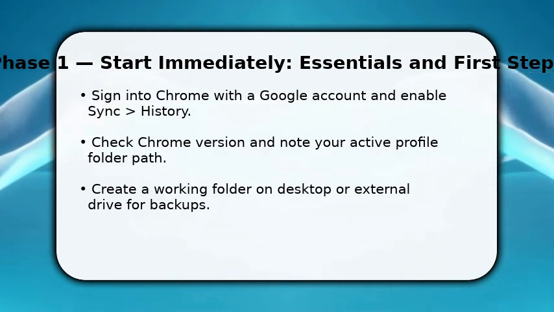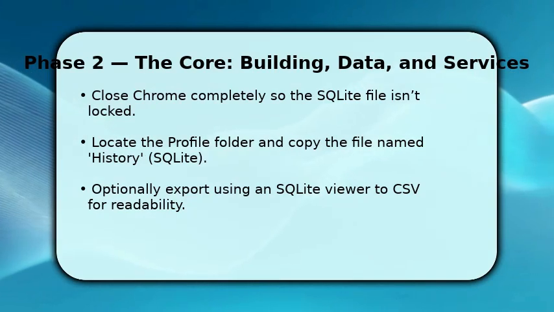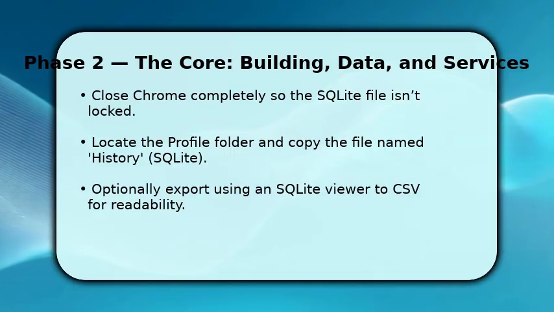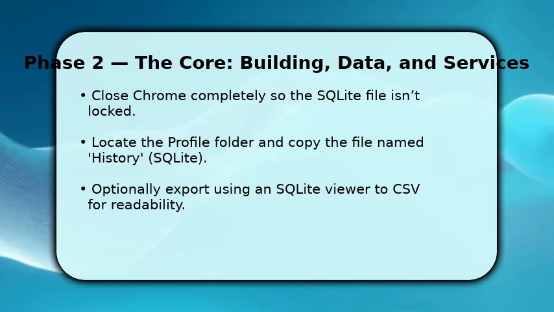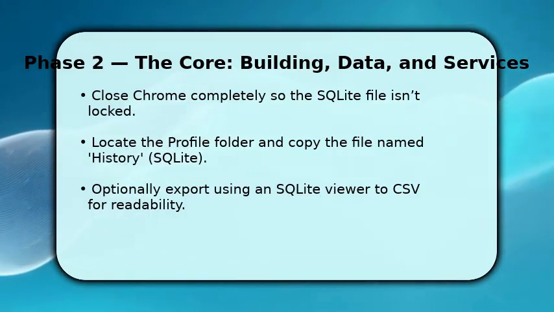Close Chrome completely. Background processes lock the SQLite history file, and you can't copy it while running. Next, navigate to your profile folder and make a direct copy of the file named History. It's an SQLite database that stores visits, timestamps, and URLs. If you want readable output, open that copy in an SQLite viewer and export tables to CSV for archiving.